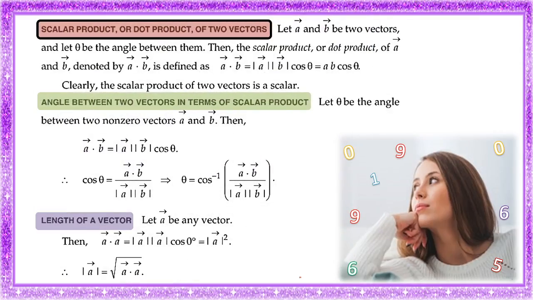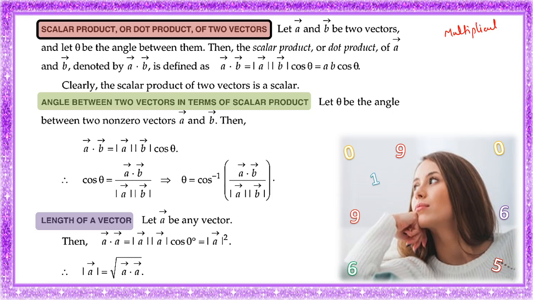Then next, let's talk about the product. We have four basic operations: addition, subtraction, multiplication and division. For addition, we have studied two laws: triangle law and parallelogram law. Then we have product, multiplication. Here we have two types of multiplication.